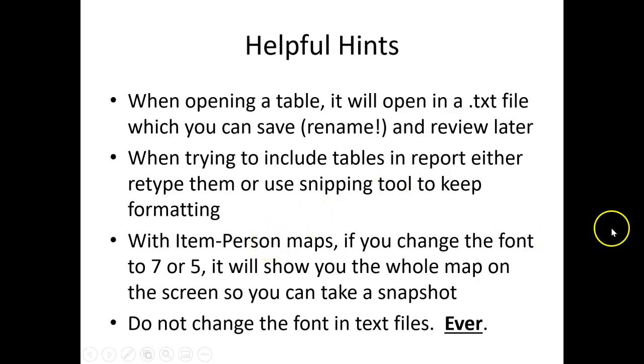With item person maps, they are very, very tiny, and it is hard to get the whole item person map on your screen. So if you highlight the entire document text file and go to the top and change the font size to either a 7 usually, or if it's a really large Wright map, you might need to change it to a 5. Then you can see the whole map on the screen. Take your snapshot or snipping tool and you will have the entire thing in an image in one set.